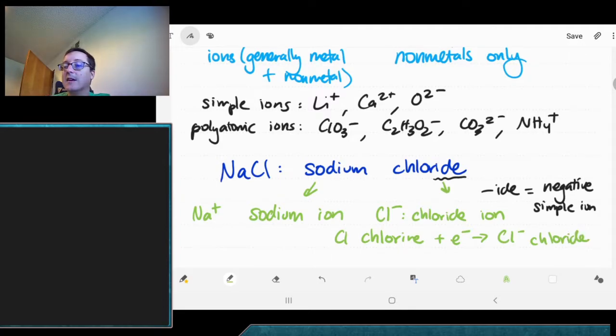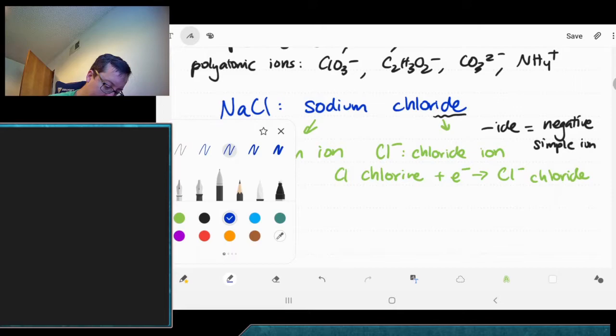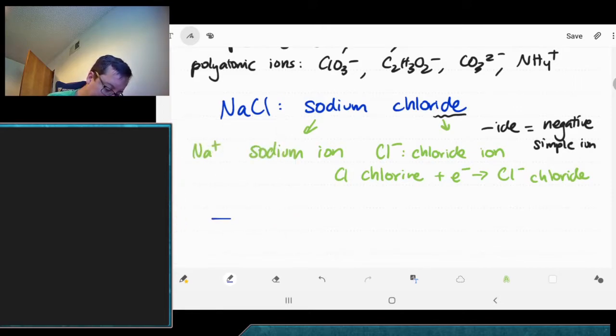So we're going to take the last syllable of your element name if it's negatively charged, and you're going to replace that last syllable with "ide." So fluorine becomes fluoride, nitrogen becomes nitride, oxygen becomes oxide, hydrogen becomes hydride. The "ide" ending tells us it's a negatively charged ion. And so, these aren't too bad. You just say the names of the ions.